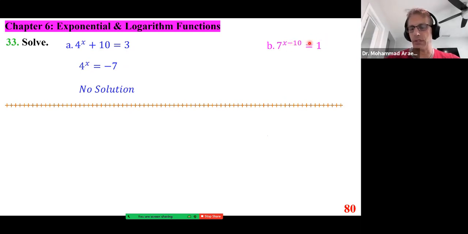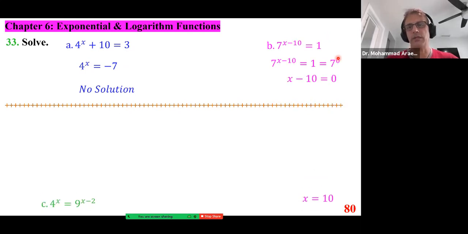This one, 7 to some power is 1. That must be 0 because 7 to the power of 0 or anything to the power of 0 is 1. Therefore, x minus 10 must be 0. And x must be 10.